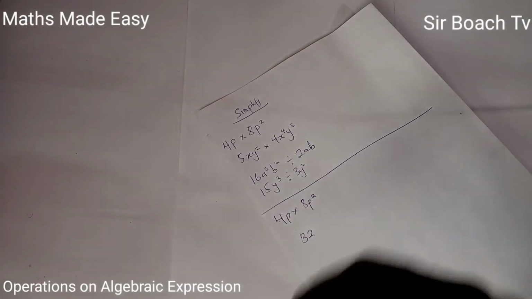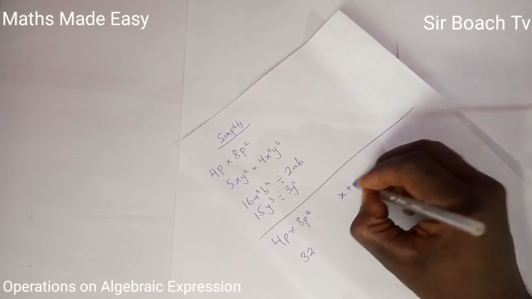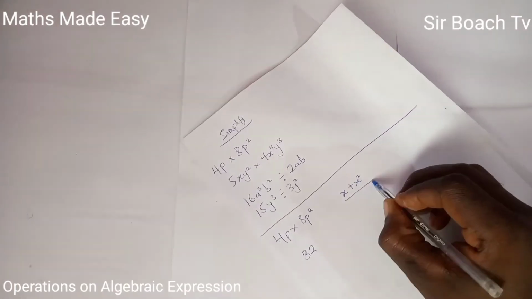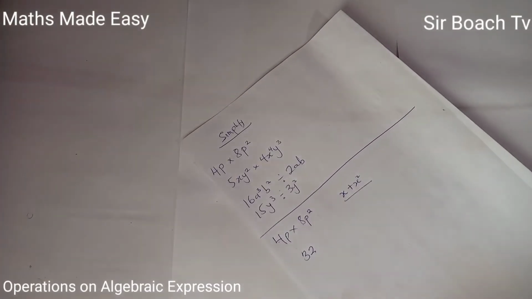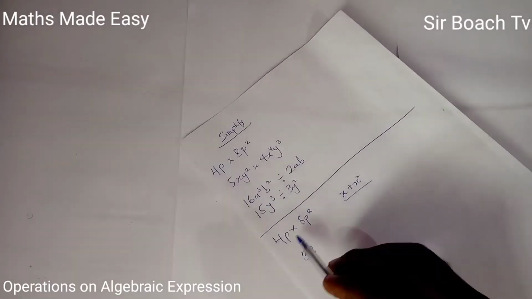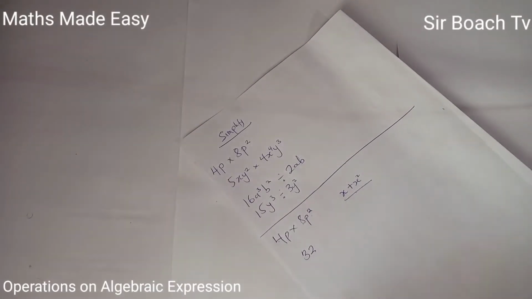You see, when we were doing the addition, we had something like this, s plus s squared. And I said we can't add. Yes, we can't add, but we can multiply. When we are multiplying this, it will be okay. So p times p squared, we will multiply them.